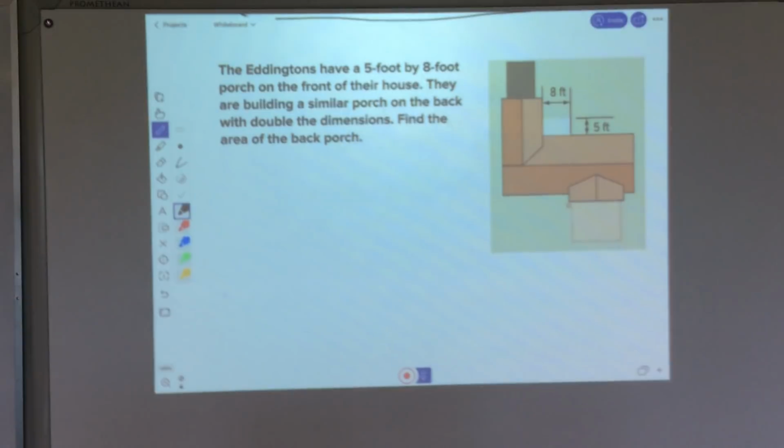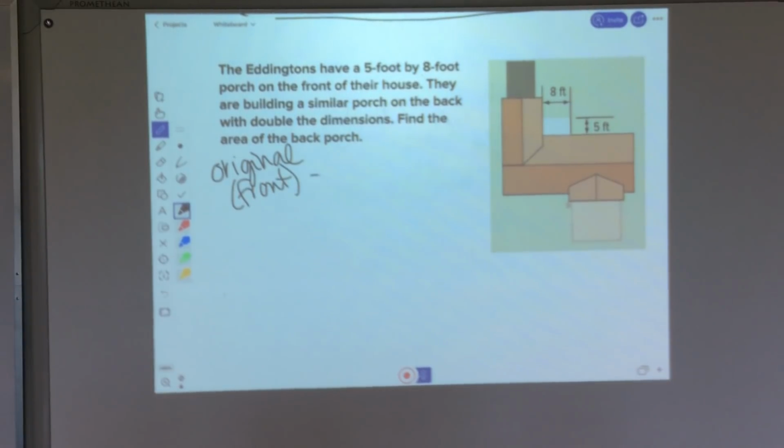So here's a different type. Okay? The Edmonds have a 5-foot by 8-foot front porch on their house. They are building a similar porch to the back with double the dimensions. Find the area of the back porch. Okay, so what we need to do first is again find our original area, which our original in this case is the front porch.